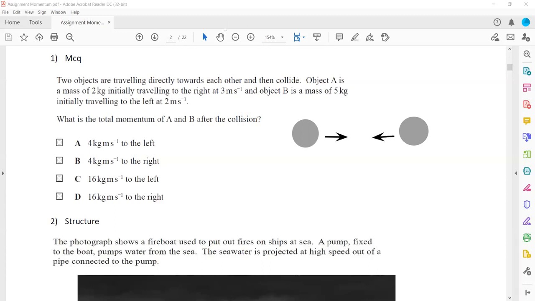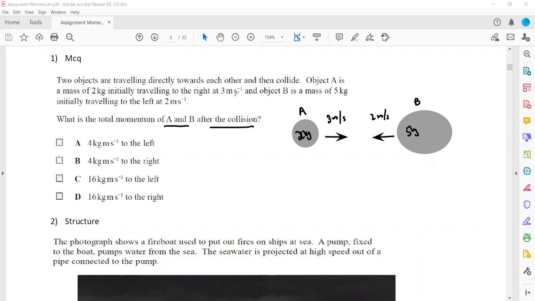The object A has a mass of 2 kilograms, initially traveling towards right with a speed of 3 meters per second. And object B has a mass of 5 kilograms. Object B is heavier. It should appear heavy. So that is having a mass of 5 kilograms and it is moving towards left with a speed of 2 meters per second. They're asking what is the total momentum of A and B after collision.